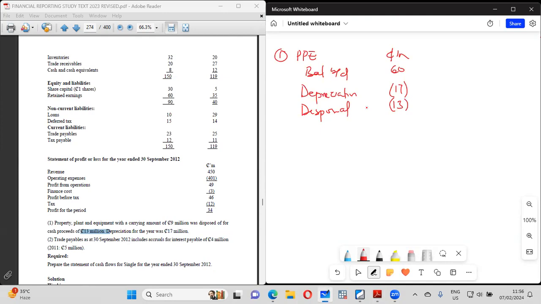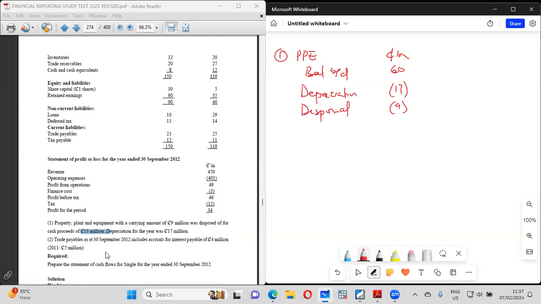So that is what we have. Oh no, the disposal carrying amount is 9 million. Sorry about that. It's 9 million. All right, so that is what we have.